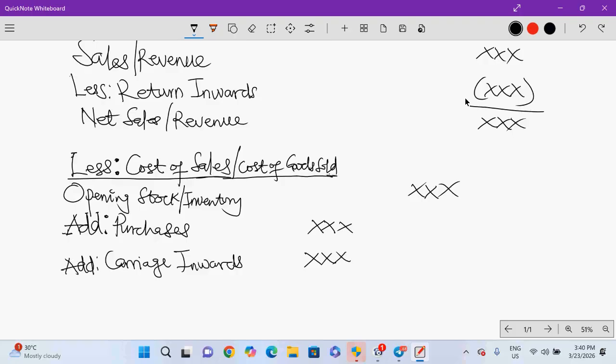Now, is it compulsory that you always incur carriage inwards? What if someone gives you free delivery? Maybe your supplier has a policy that once you buy from 10,000 and above, you get free delivery. And you also purchase about 20,000. Is it compulsory that you incur cost of carriage inwards? No.